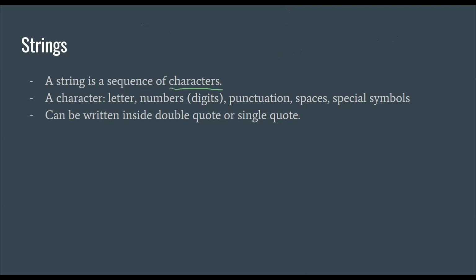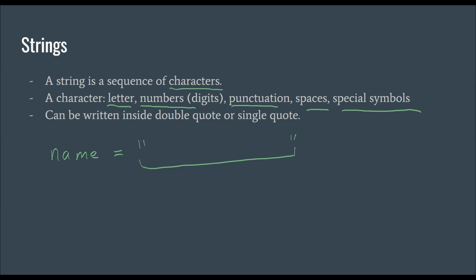Character is a general word for many things like letters, numbers, which we also call digits, punctuation, spaces, and special symbols. Any of these fall under what we call a character. So if you create a string variable called name and want to store a string inside it, you write an equal sign, then quotation marks, and you can put anything from these categories: letters, digits, punctuation, spaces, special symbols. And this will be called a string.